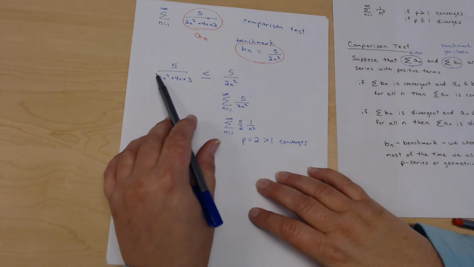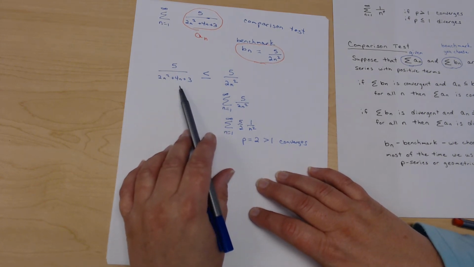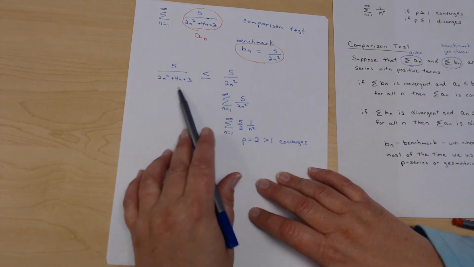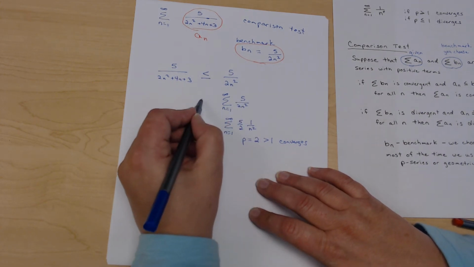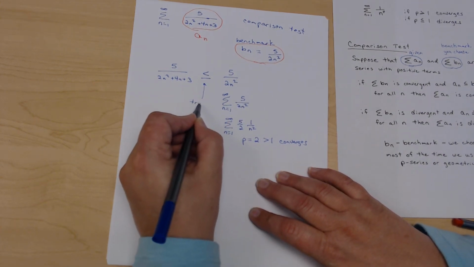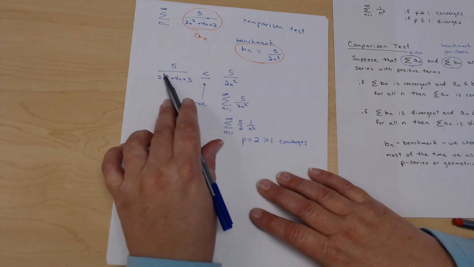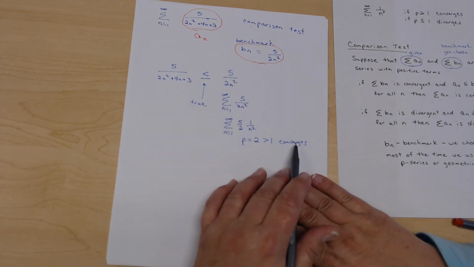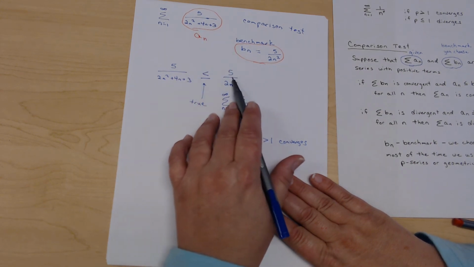If my bottom is bigger, the overall fraction is smaller. If the bottom is bigger, the overall fraction is smaller. So this will always be less than this. This is true. Okay. I need it. If it converges, I have to make sure the statement is true. If it's false, I'm done. I can't use this anymore. If it converges, my original A sub n must be less than my B sub n.